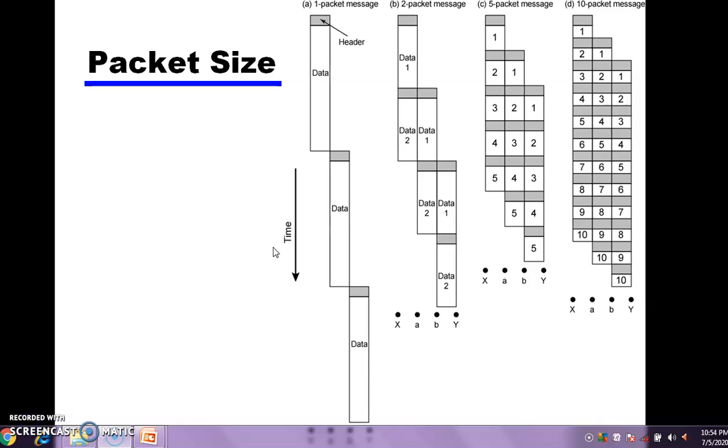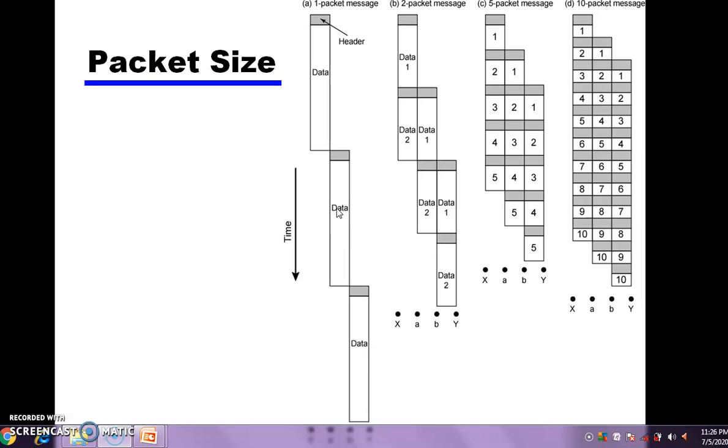Next we'll see about packet size. There is a significant relationship between packet size and transmission time, as shown in the figure. In this example, it is assumed that there is a virtual circuit from station X through nodes A and B to station Y. The message to be sent comprises 40 octets and each packet contains 3 octets of control information, which is placed at the beginning of each packet and is referred to as the header.